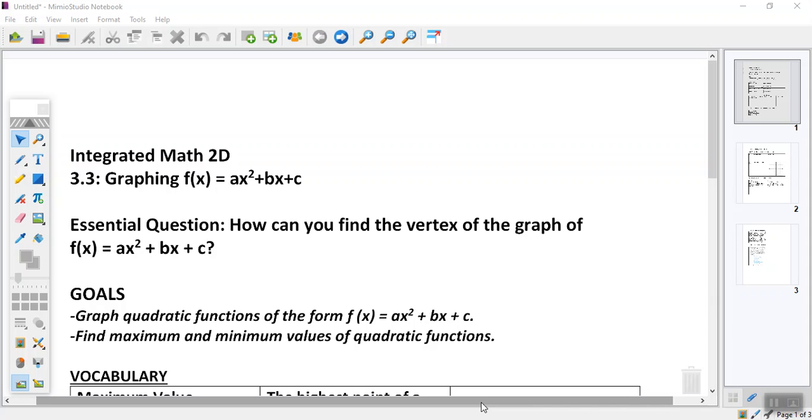Guys, we're going to still be talking about quadratics today. We're going to start looking at a different form. And in section 3.3, we're going to be calling this graphing f of x equals ax squared plus bx plus c. Now, guys, we've taken a look so far at ax squared, and we've taken a look at ax squared plus c. So my question is today, what's different?